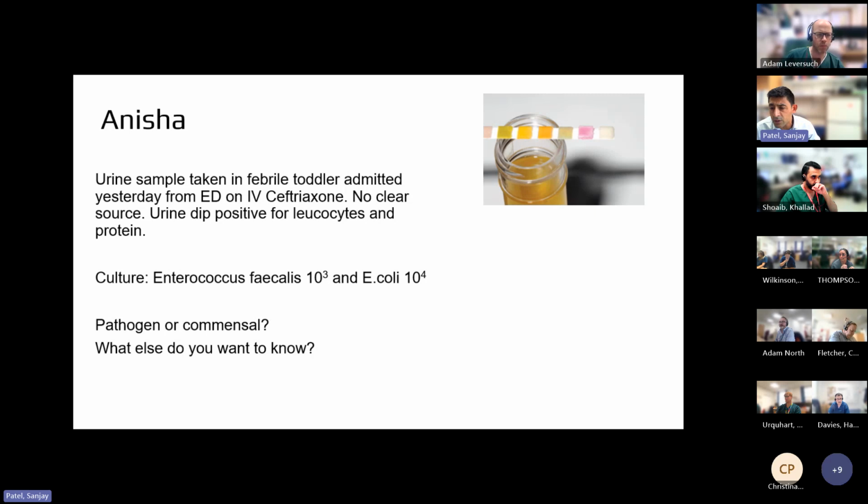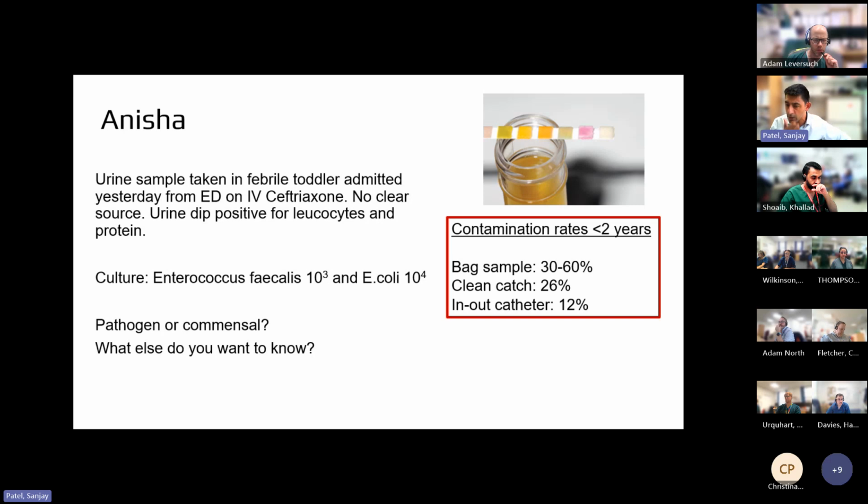I think the bit about how the specimen was collected, is it a bag? Is it a clean catch? Is it an in-out catheter, is super important actually. And epithelial cells are often quite useful as well. If you've got a shed load of epithelial cells in there, it's giving you a flavour that this might be a contaminated specimen. There's a little bit of data about contamination rates in young children. I mean, we clearly don't use bags. The only time that people sometimes use bags is if they get a bag sample and it's totally negative on dipstick. That's highly predictive of it not being a UTI, actually.